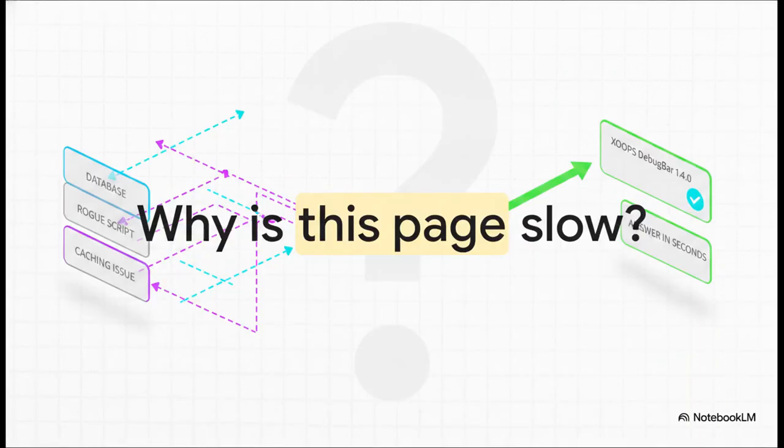We've all been there. You get a report that a page is slow. You load it up, and yeah, it is definitely dragging. But why? Is it the database? Is it some rogue script? Is it a caching issue? Historically, answering that single question could easily take hours of digging through files. Well, DebugBar 1.4.0 is designed to give you that answer in a matter of seconds.